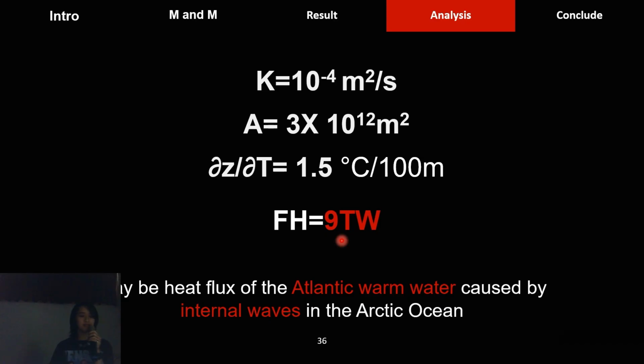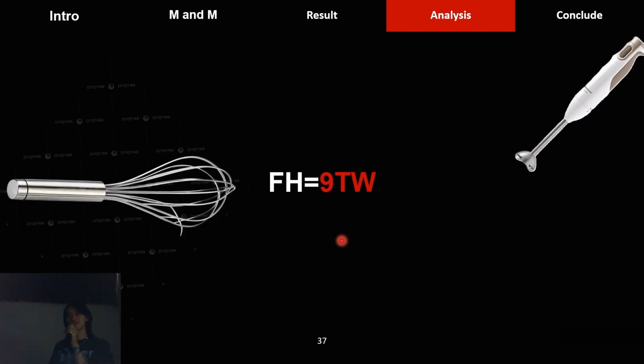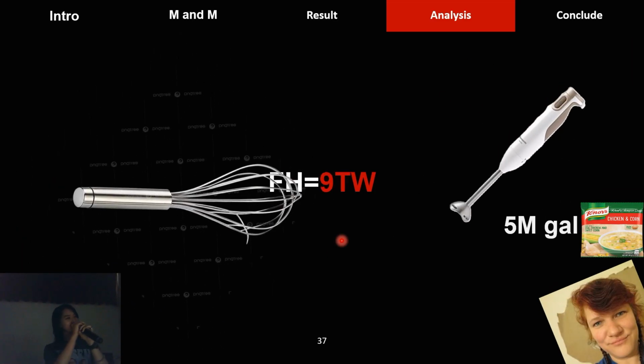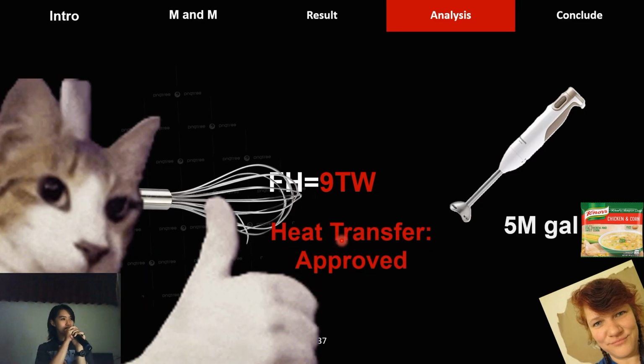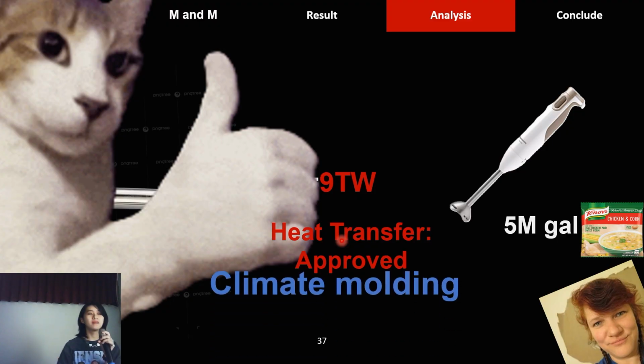And this may be the heat flux of Atlantic warm water caused by the internal waves in the Arctic Ocean. And 9 terawatts is actually equal to 5 million gallons of canola soup. And if that kind of heat is actually mixing upward, it's not even negligible. Which means if we want to do something like, for example, climate modeling, we have to count the internal waves in, because they are actually making this amount of heat transferred, and it will affect the sea ice level pretty much.